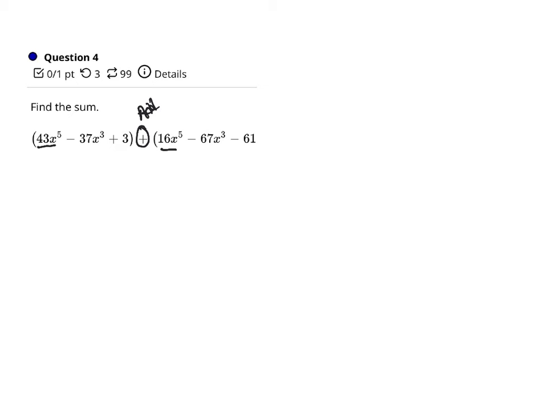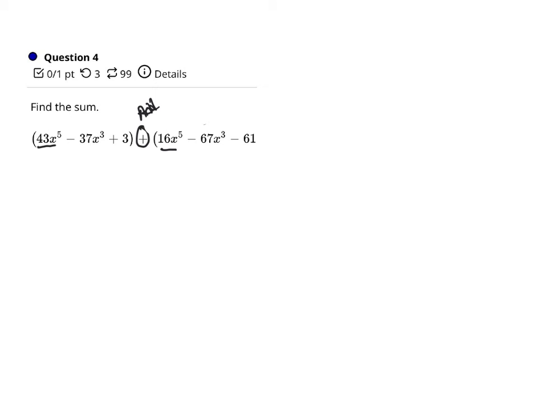Now here's a thing, this is a plus, so this tells us to add, and it doesn't change the signs. When we have a subtraction, that will change all the signs after it. But if you were to multiply a plus times everything in here, you're still going to get the same sign. You're going to get a positive 16x to the 5th, a negative 67, negative 61. So when it's a positive, you don't have to worry about multiplying it throughout. Just collect your like terms.